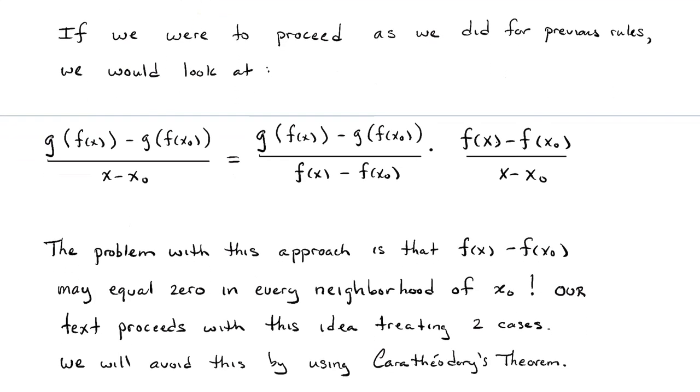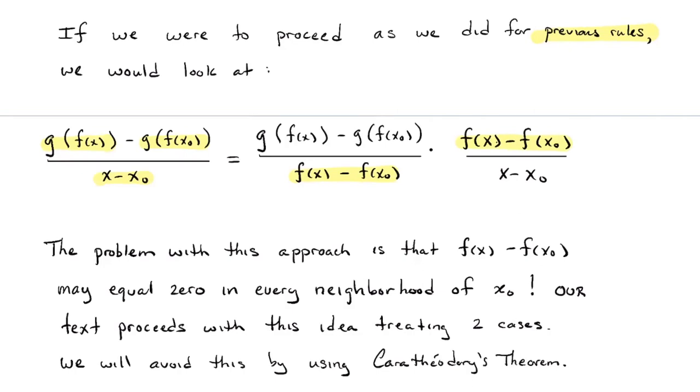So if we were going to proceed like we did for the previous rules, the sum, product, quotient rule, we'd look at the difference quotient for the composition, right? We'd look at g composed with f of x minus g composed with f of x naught, and divide it by x minus x naught. And taking our clue from what the chain rule says, we'd multiply and divide that expression by the change in f, f of x minus f of x naught.